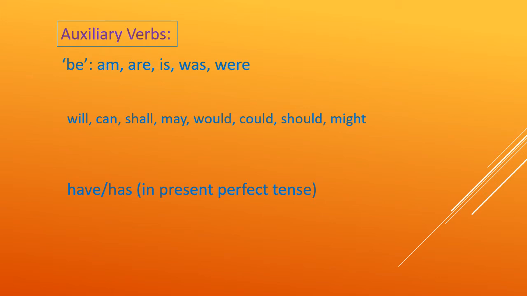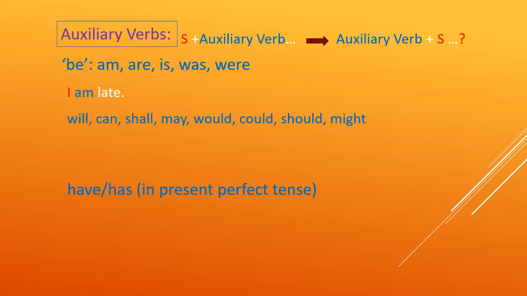So when we have these auxiliary verbs in a sentence, like S meaning subject and an auxiliary verb, in a question we just swap their positions: auxiliary verb and then subject. Subject plus auxiliary verb becomes auxiliary verb plus subject in a question. I'm going to give you some examples.